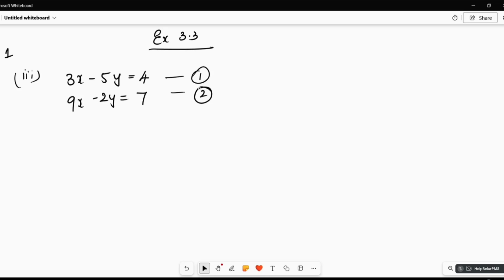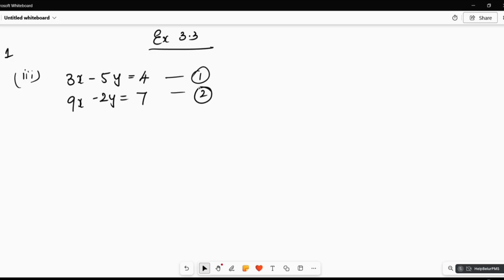So the first thing we have to do is make one variable equal, one plus and the other minus, and try to eliminate it when you are adding, so that only one variable will be there. You can find the solution. Okay, here 3x minus 5y is equal to 4, and 9x minus 2y is equal to 7.